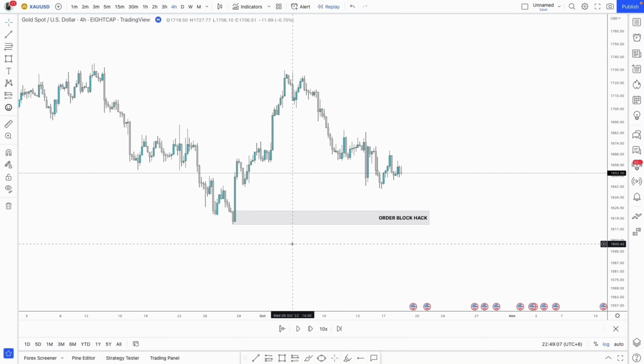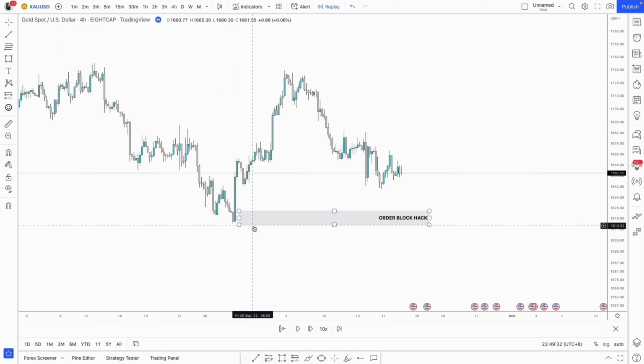Let's get into the video. How do we use order blocks? How do we identify order blocks? Now, for those of you who may be new to order blocks, let me show you what they are and how to use them. You can see right here, we have this gray box marked out, and this gray box is marked out because there lies an order block here. But what is an order block and how do we identify them?